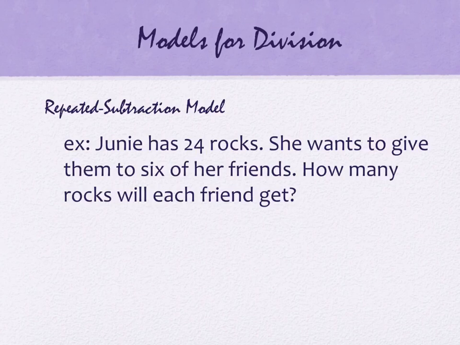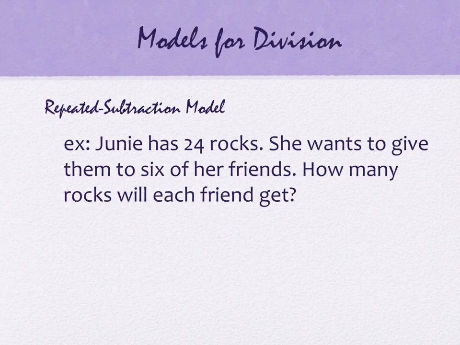But a repeated subtraction model is the idea of taking all the 24 rocks and having her 6 friends sort of in front of her, and her going, you get a rock, and you get a rock, and you get a rock, and you get a rock, and then we just start over and we go back through, right? So we go back around and around and around until we've repeatedly subtracted or removed all the 24 rocks from Junie.